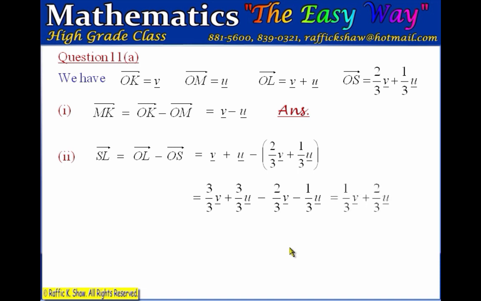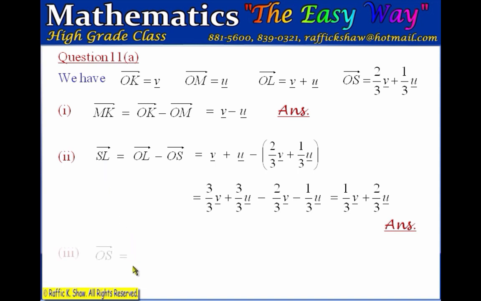And when we do that, the result is this: 3 minus 2 divided by 3V, that's the result of adding this term, and 3 minus 1U gives us 2U over 3, and this term here, 2/3 U, is a result of adding this term and this term, and so this vector here is our vector SL.